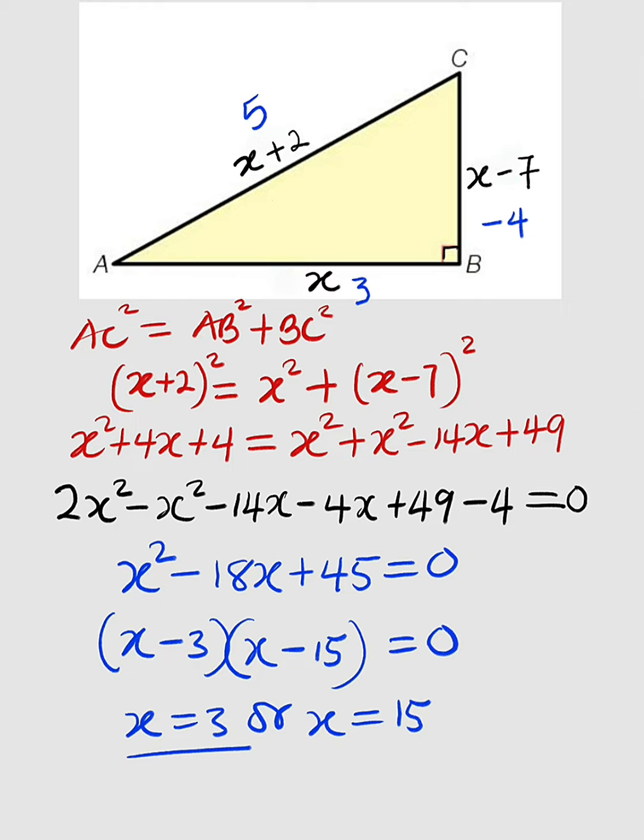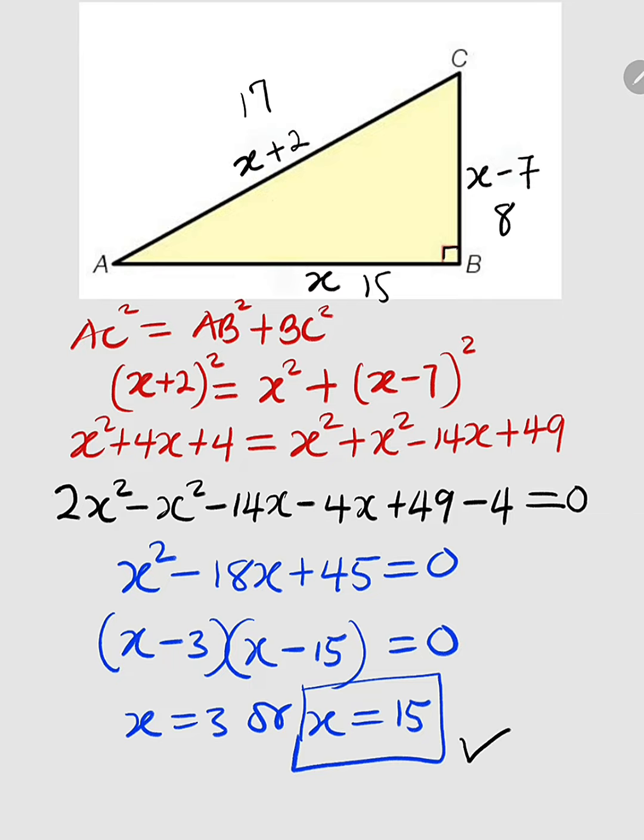So what if x is equal to 15? If x is equal to 15, you can see here 15 plus 2 is 17. Here we have 15. And here 15 minus 7 is 8. You can see all the lengths are now positive. Therefore, we are going to consider x equal to 15 as our solution, and we are going to discard this. And hence x equal to 15.